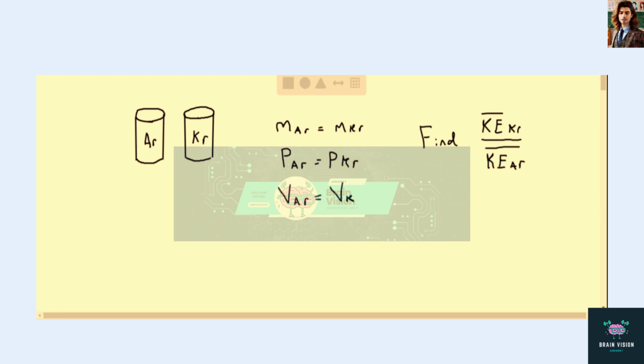So what we're going to try to do is find the ratio of the average kinetic energy per molecule of the krypton gas over the argon gas. So first things first, we're going to need some sort of expression that relates quantities like pressure and volume to the amount of gas we have, and also to the average kinetic energy per molecule.